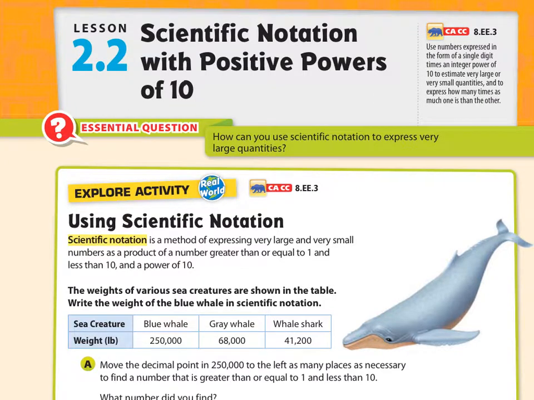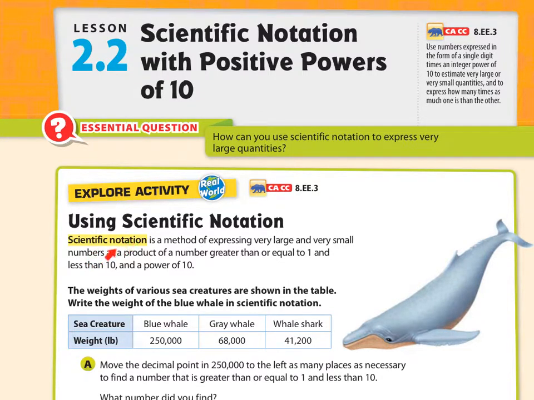The essential question for this lesson is how can you use scientific notation to express very large quantities? And our Common Core standard is 8.EE.3. Use numbers expressed in the form of a single digit times an integer power of 10 to estimate very large or very small quantities and to express how many times as much one is than the other. Okay, that's a mouthful. So, scientific notation is where it gets introduced. It's also going to be in the rest of this module.